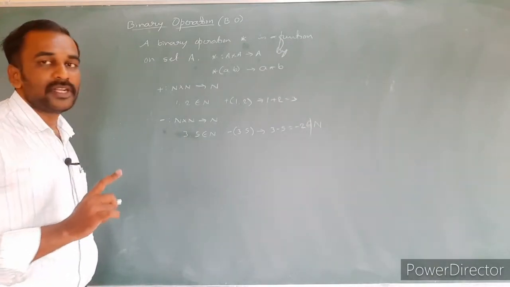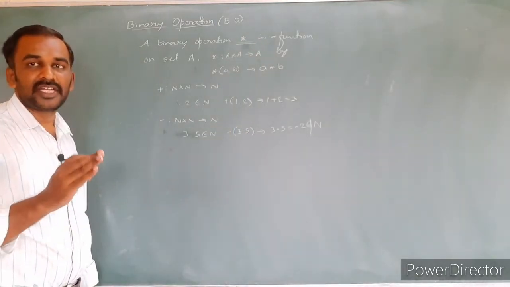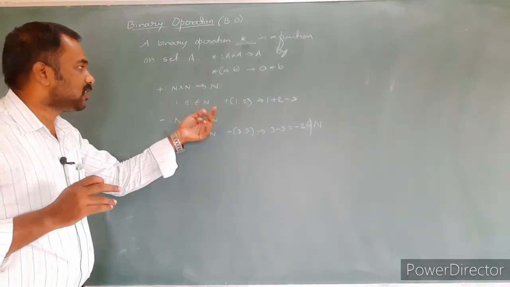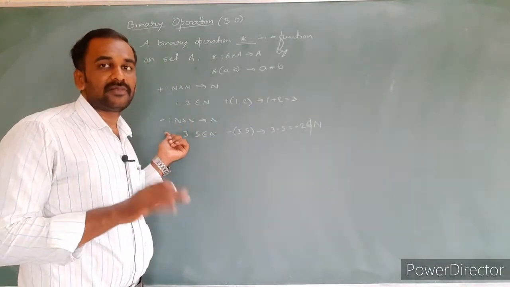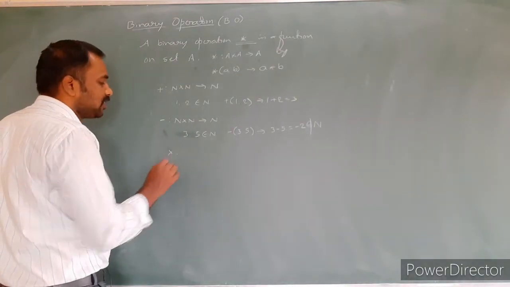Here the set is very important. Already you know that in functions, sets play a very important role. Here also the same thing. So here addition is a binary operation on the set of natural numbers. Subtraction is not a binary operation on the set of natural numbers. Similarly, what do you say about multiplication?